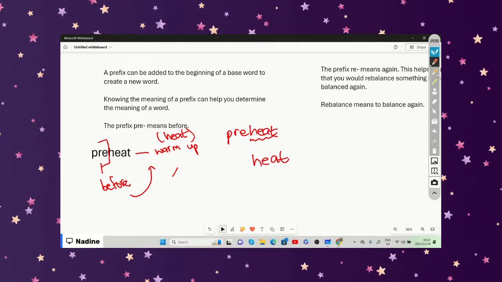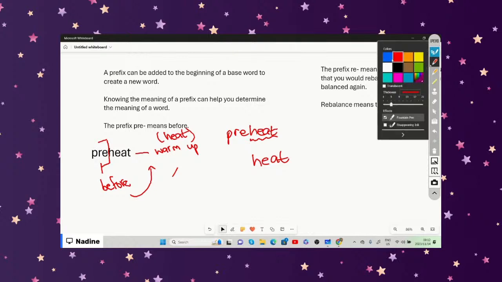If we look at a few other words, remember we said that a prefix is words or a group of letters that we can add at the beginning of a base word to create a new word. In the case of preheat, heat is our base word. Pre was added to heat, and it changed the meaning.